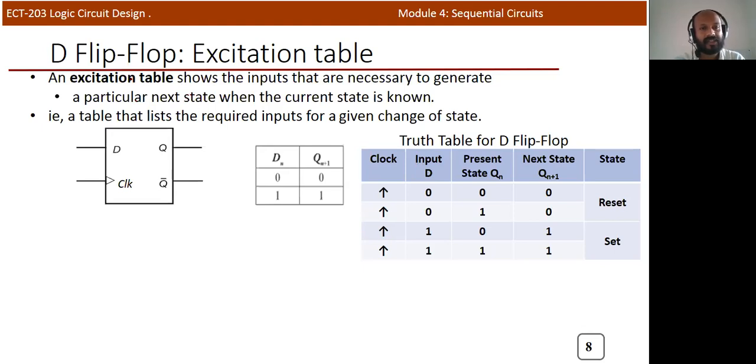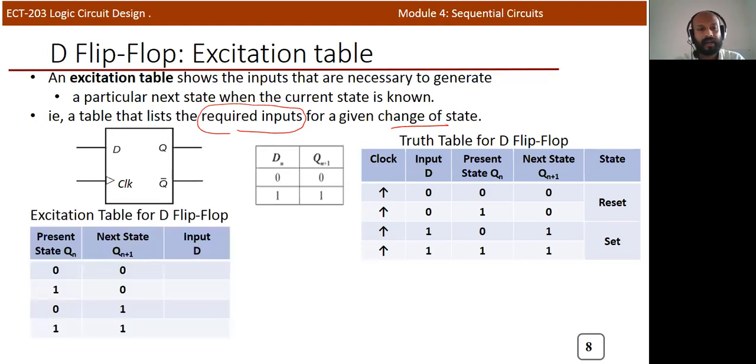In the case of the excitation table, we will find the required inputs to generate a particular change in state. For a given change in state, what should be the input? That's the concept used in the excitation table. So we will discuss that. This is the truth table of the D flip flop, and we are familiar with that. Now I'll write the excitation table.